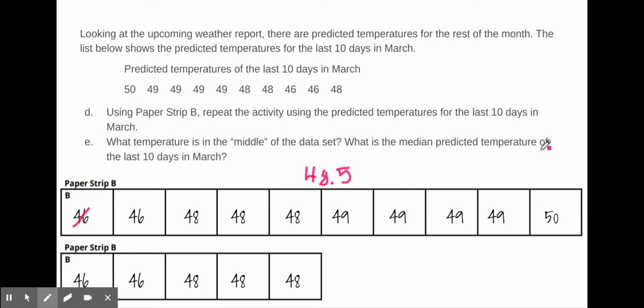So I see that I have 46 and 50. Those are gone. I'm moving inward. I have another 46, and I have 49. I have 48, and I have another 49. I have 48 and another 49. Finally, I would cross off these two, and I end up right in between them, giving me my 48 and a half.